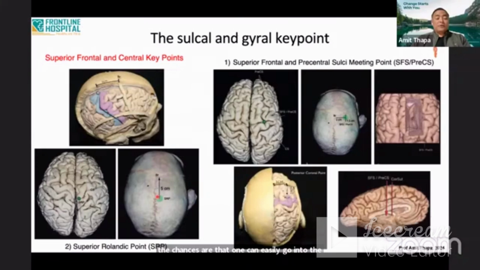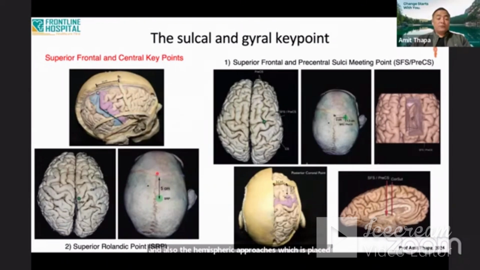So one has to be cognizant of the fact that whenever you're doing an interhemispheric approach, try to keep this as a landmark and try to remain in front of it when we are going through the corpus callosum, or else there is a very, very high chance that we will go into the posterior. And also the interhemispheric approaches are better placed anterior to this as compared to when you go behind it, because there are a lot of venous connections behind it.